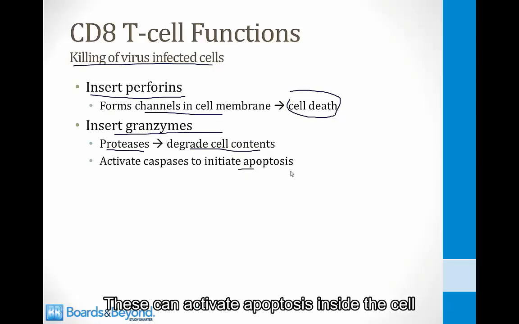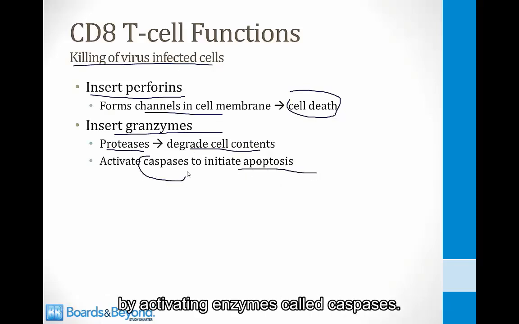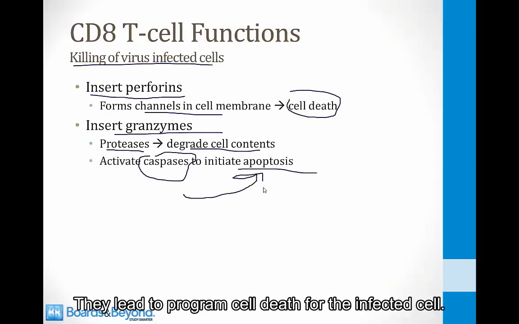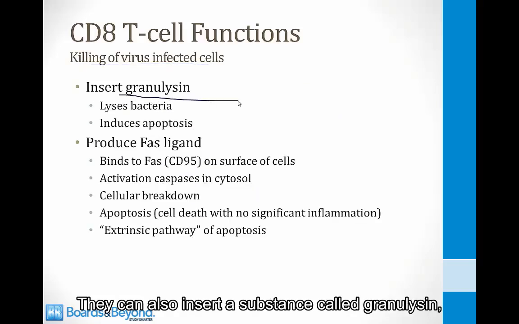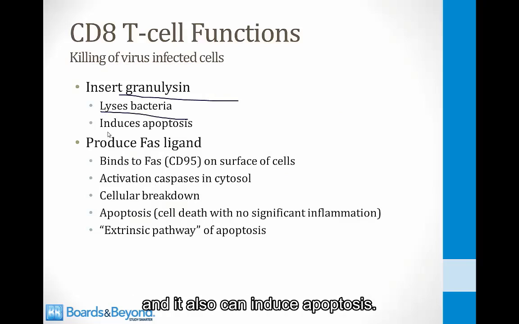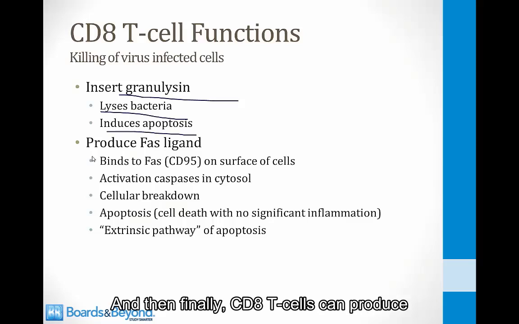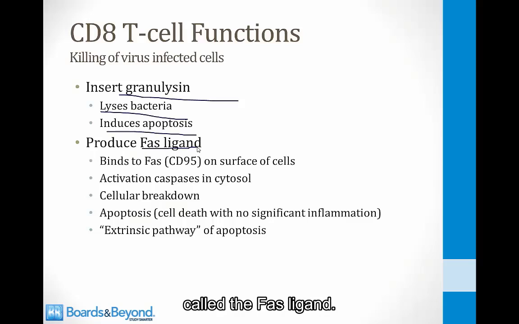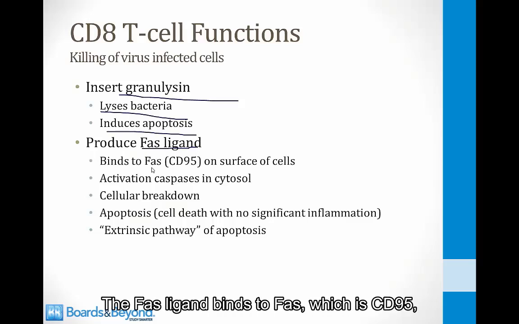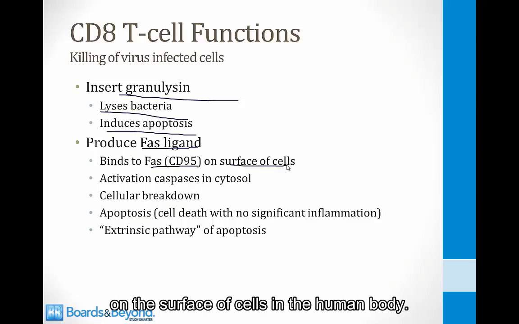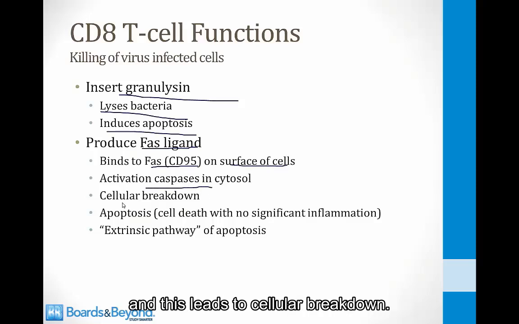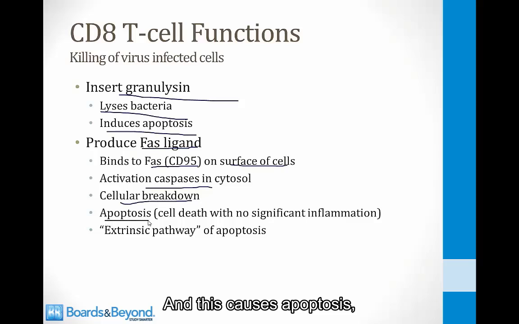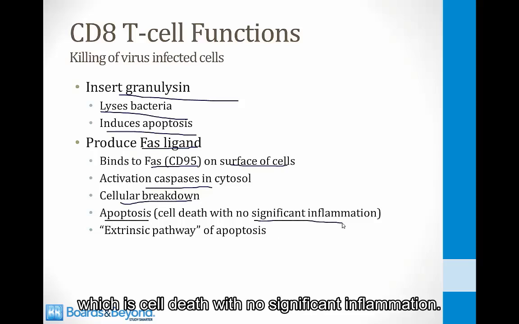These can activate apoptosis inside the cell by activating enzymes called caspases that lead to programmed cell death for the infected cell. They can also insert a substance called granulysin, which has been shown to lyse bacteria, and it also can induce apoptosis. And then finally, CD8 T cells can produce a very important structure on their surface called the Fas ligand. The Fas ligand binds to Fas, which is CD95, on the surface of cells in the human body. This activates caspases inside the cytosol, and this leads to cellular breakdown. And this causes apoptosis, which is cell death with no significant inflammation.